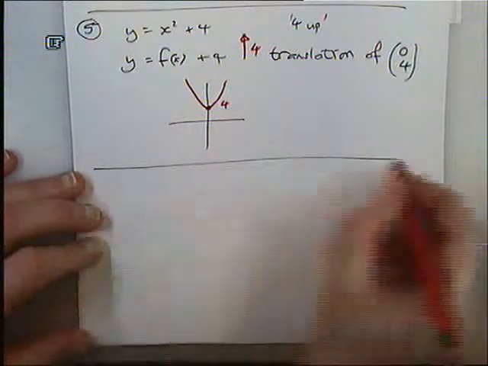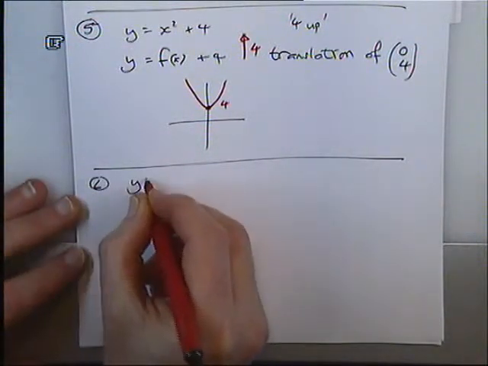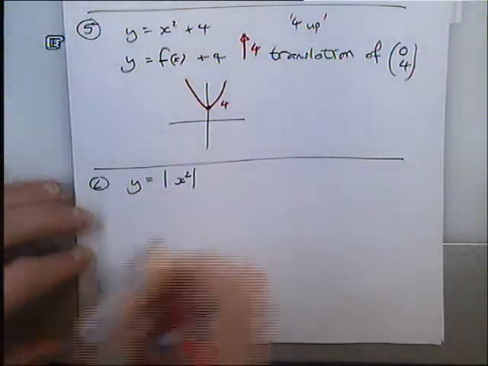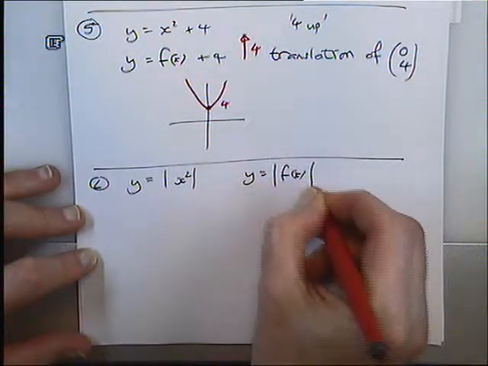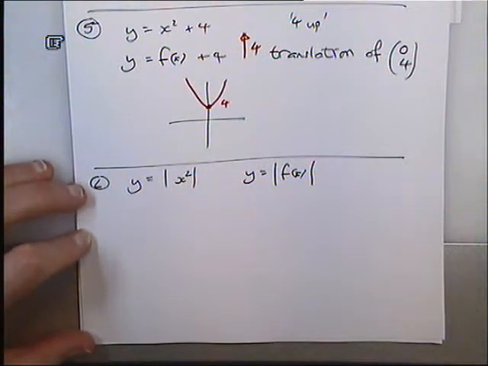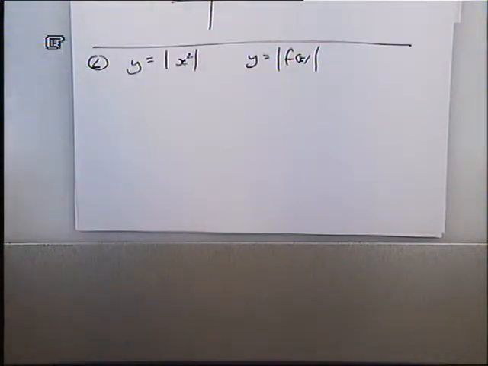Right, next one, number 6. Y equals mod of x squared. So that is y equals our original function with mod signs around it. What will that do? Can you think about how you could express in words what that would do to any function? Make it all positive. Say it, Billy? Make it all positive, yeah. If any of it was below the x-axis, if any of it was negative, it would be made positive.